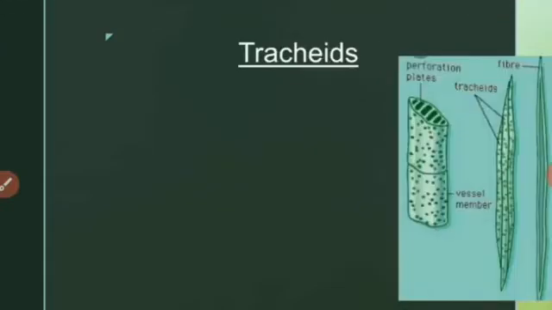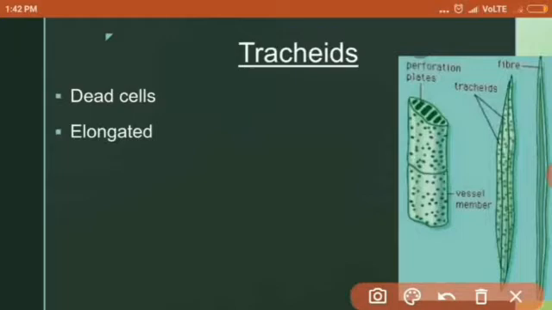Next is tracheids. Tracheids and xylem vessels are almost the same. Okay, they have dead cells. Both of them have dead cells. They are elongated. But the difference here is that xylem vessels are like a cylinder. Their shape is like a cylinder or a tube-like structure. But in tracheids, the ends are tapered. Okay, like this. So this is the difference between tracheids and xylem vessels.